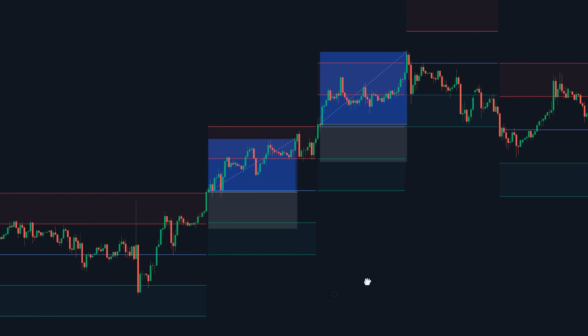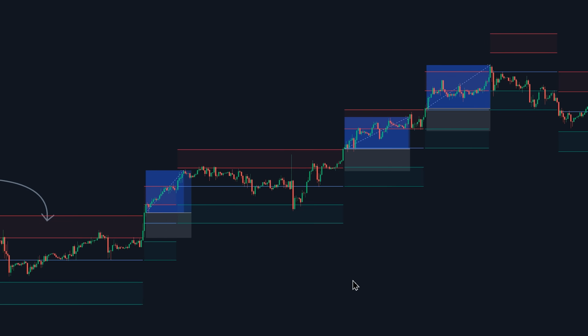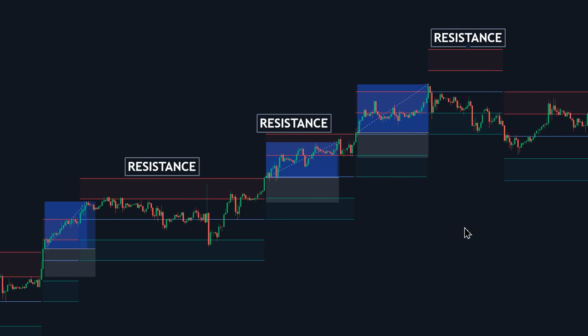Ladies and gentlemen, this super accurate support and resistance indicator used to be a premium Lux Algo indicator in 2020, but they decided to make it free after some time. In this video, we're gonna go over what this indicator is and how we can use it to trade.